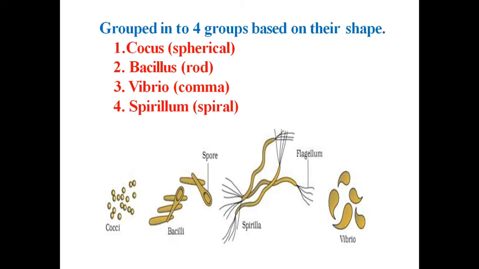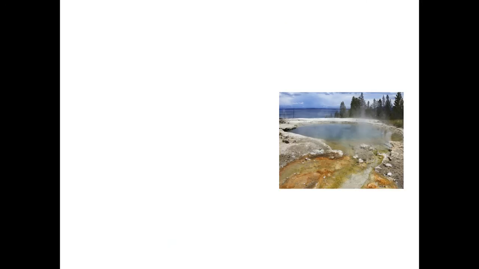The next one is bacteria, grouped under four categories based on their shape. The first one is spherical, called coccus. The second one is rod shaped, called bacillus. Comma shaped is vibrio, and spiral is spirillum.